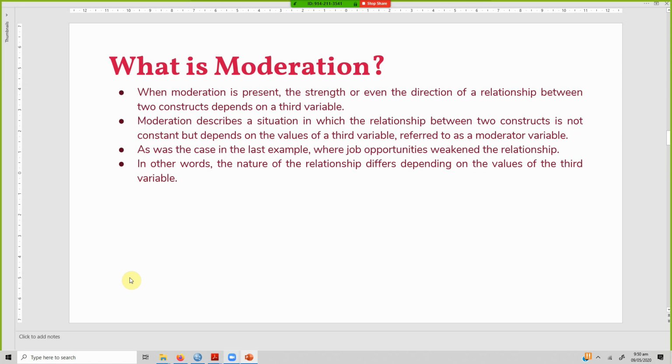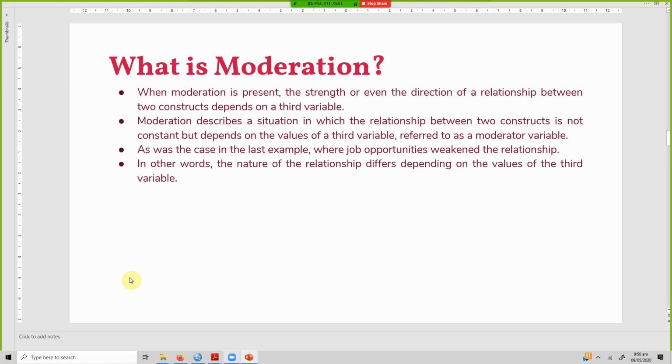As was the case in the last example, where job opportunities weakened the relationship, it actually changed the existing expected relationship. In other words, the nature of the relationship differs depending on the values of the third variable, which is the moderating variable. For instance, let's say servant leadership will help improve the life satisfaction of people. Good enough, that's a very sound relationship. The theory will support it, there is research to support it, and leader-member exchange theory supports this relationship.